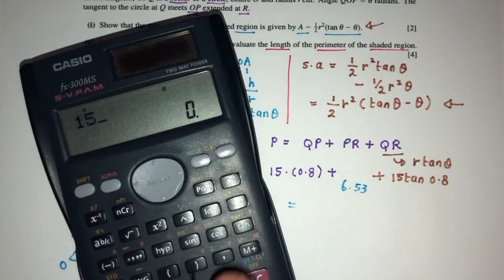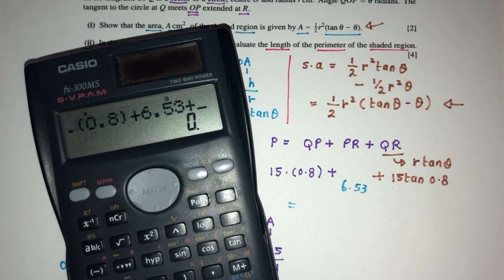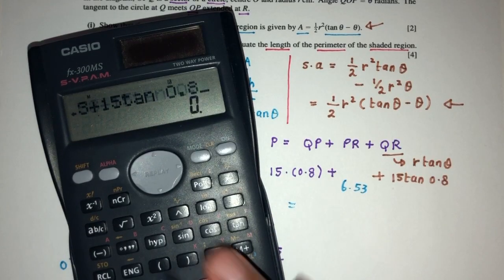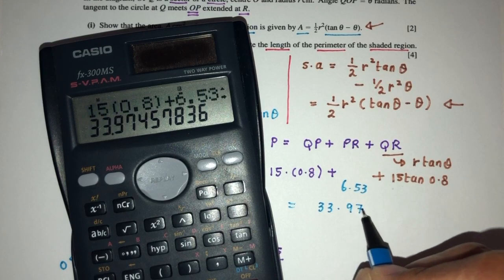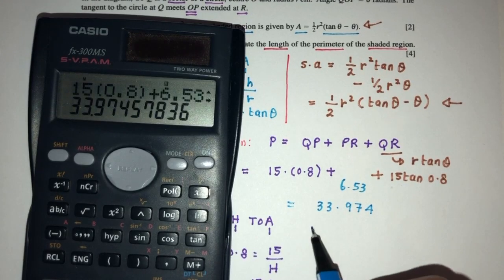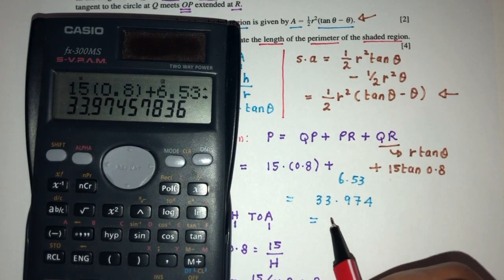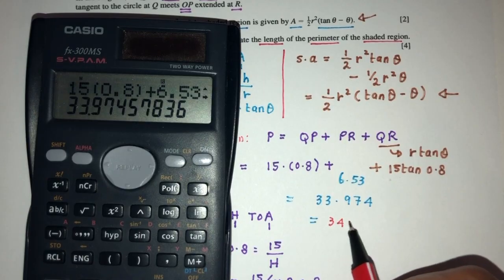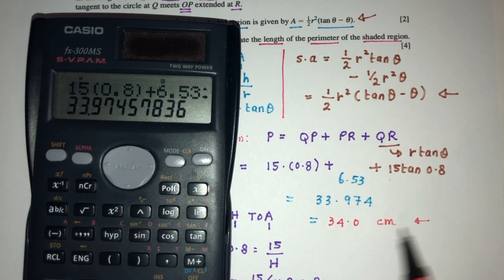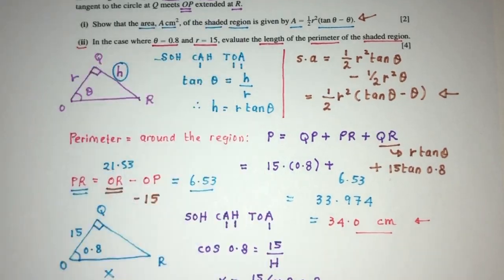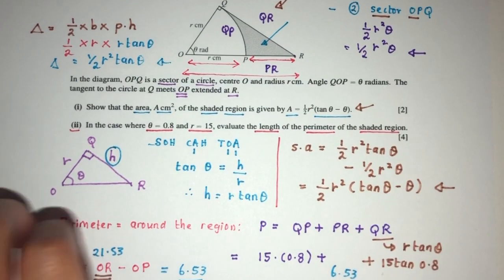That will be 15 times 0.8 plus 6.53 plus 15 tan of 0.8. That will be 33.974. But obviously we have to express non-exact values to 3 SF. That will be 34.0, and that will be centimeters as your answer. Okay, so that will be your question for circular measure for this type of question.